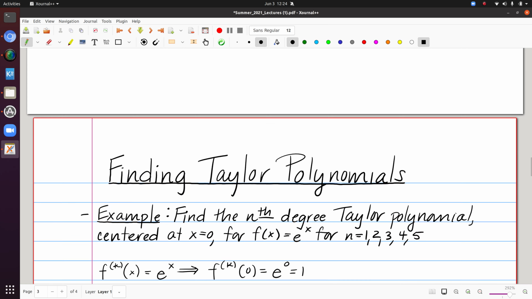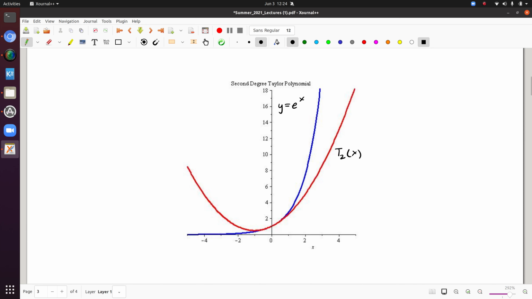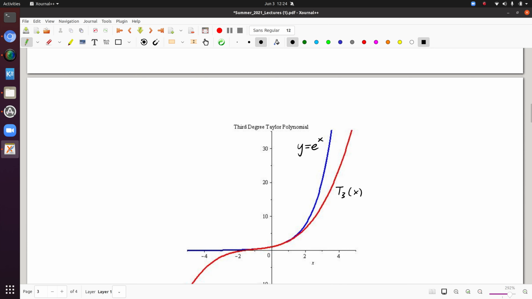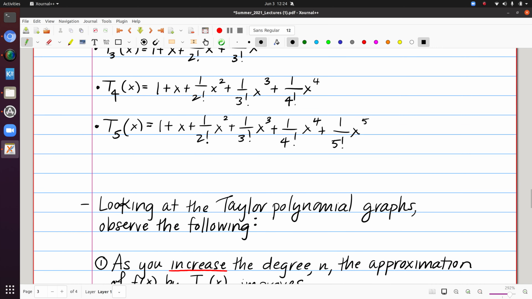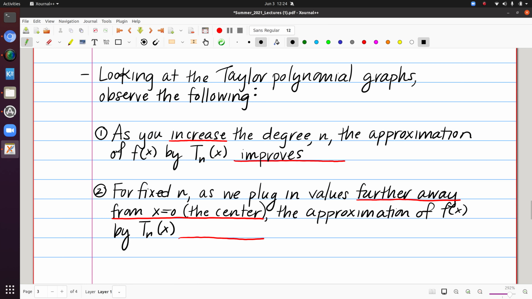The other thing to look at is more of a focus of, let's look at this one here. Fix a degree n, but think about what happens as you move x around. What you should see in this picture, and really any of the others, is that as I move further away from 0 on the x-axis, the gap, the vertical distance between the blue and the red curves increases. So that's where our approximation becomes not as good, it worsens. So that's the second idea for fixed n. As we plug in values further away from the center, the approximation of f of x by T sub n of x in general worsens.